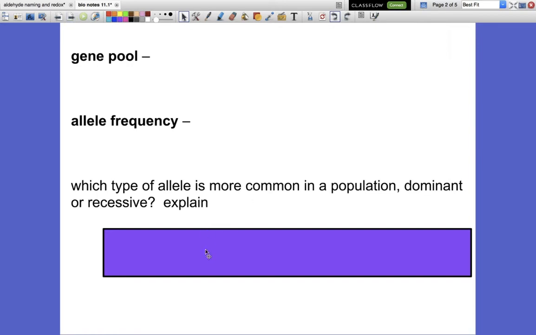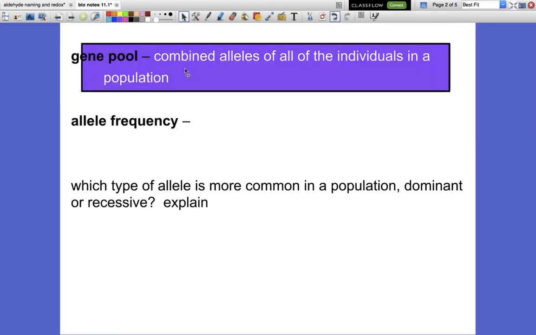All right, so a couple definitions to start off here. Gene pool is the combined alleles of all the individuals in a population. The idea here is that hopefully that gene pool is not too shallow. You need a lot of variation in populations to be able to evolve like we're talking about in general. So the more variation, the better, right? The more different kinds of genes you have in that population, the better.